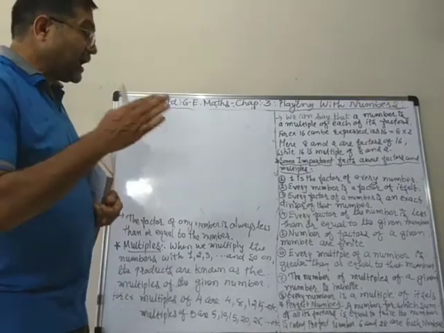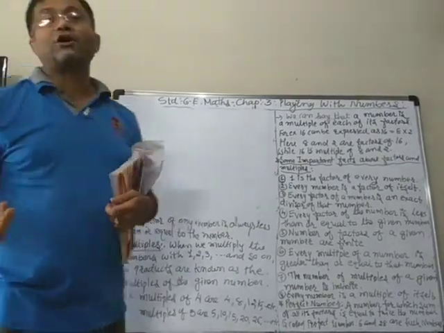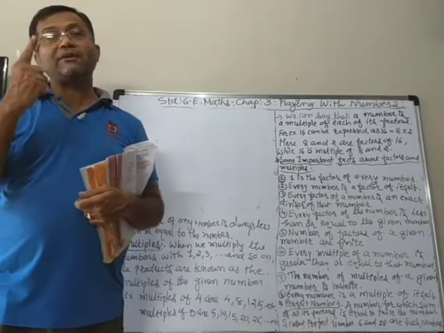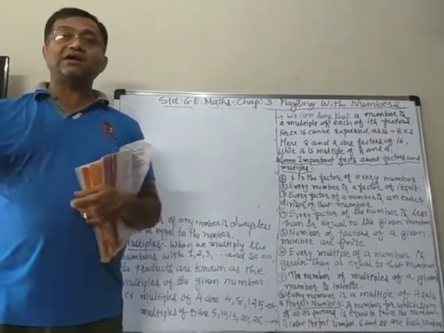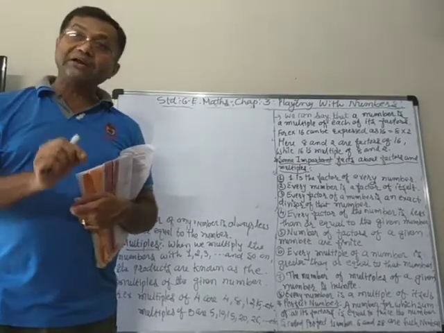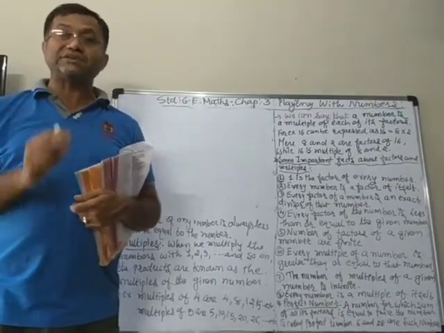And last, every number is a multiple of itself, because when you multiply by 1, you get the same number. 7 ones are 7, 8 ones are 8, 9 ones are 9. So every number is a multiple of itself.